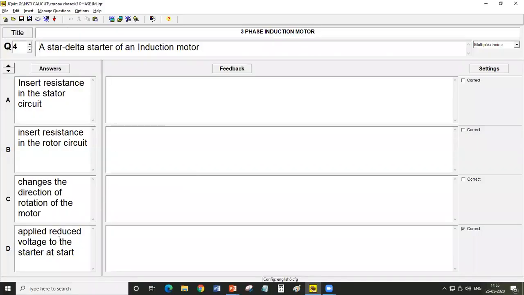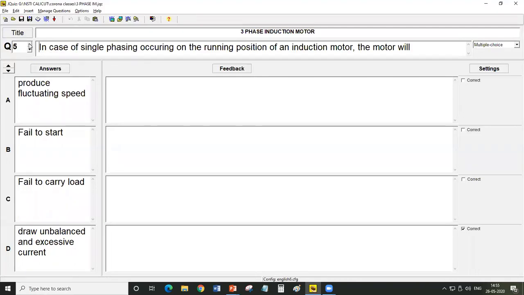Okay, so our answer is that it applies reduced voltage. It is applying the reduced voltage to the motor, which means the starter will reduce the applied voltage. That is our answer, option D.